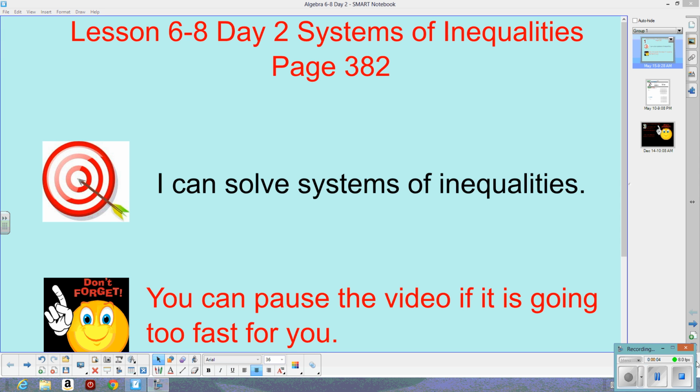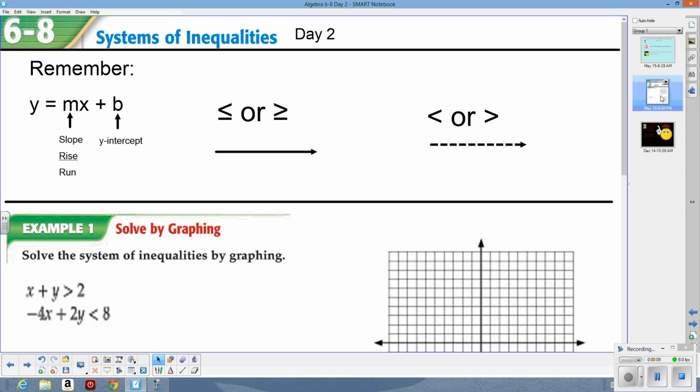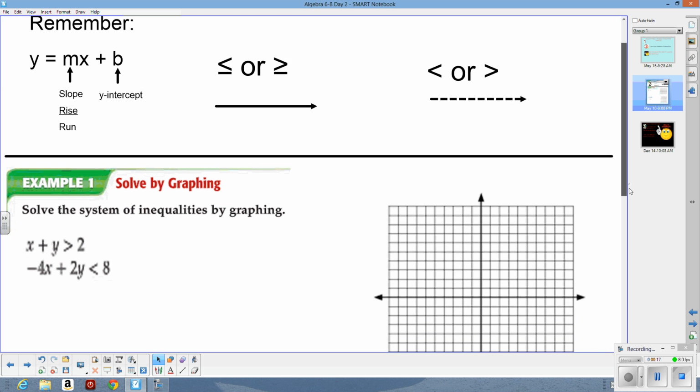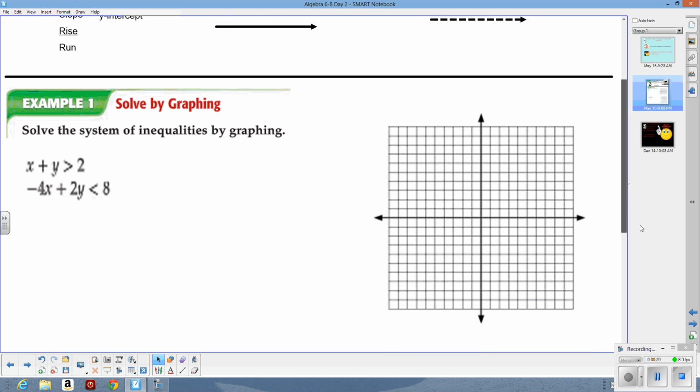Lesson 6-8, Day 2, Systems of Inequalities. You will solve systems of inequalities. This time, the inequalities will have to first be put into slope-intercept form before you can graph them.